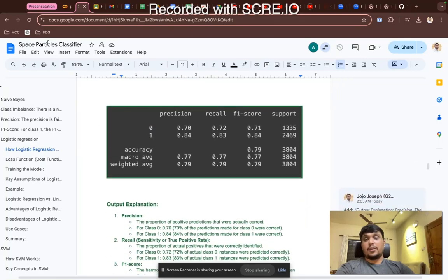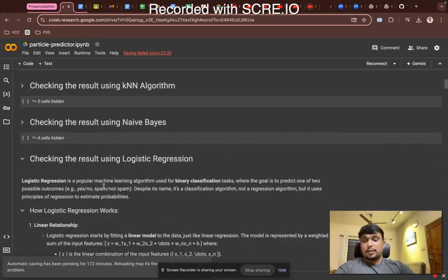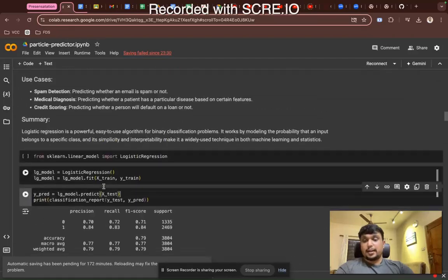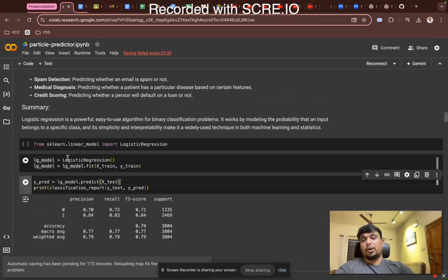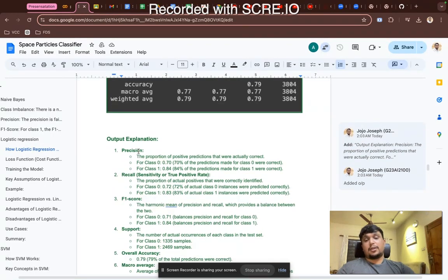Let's look at the output based on the code. From scikit-learn, we import the logistic model. We train the model based on our training data set. We predict for the given test set, and we compare the actual data against the prediction, and we can see the outcome. So let's look at the precision.